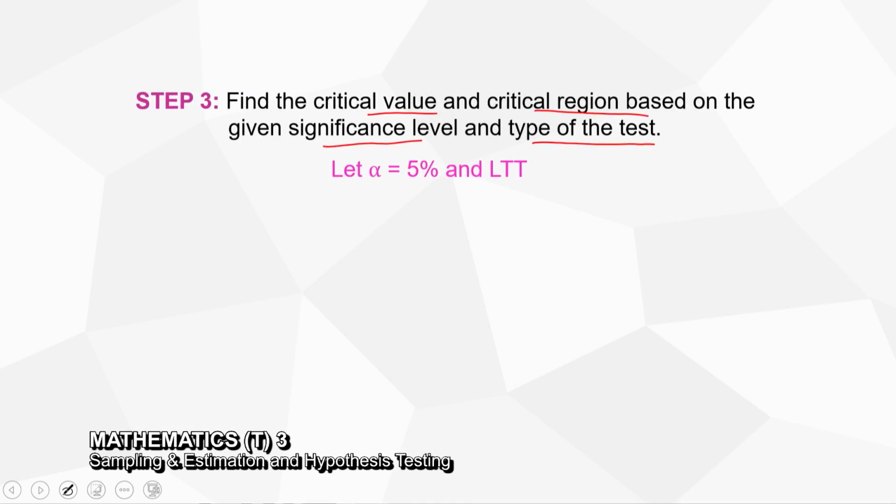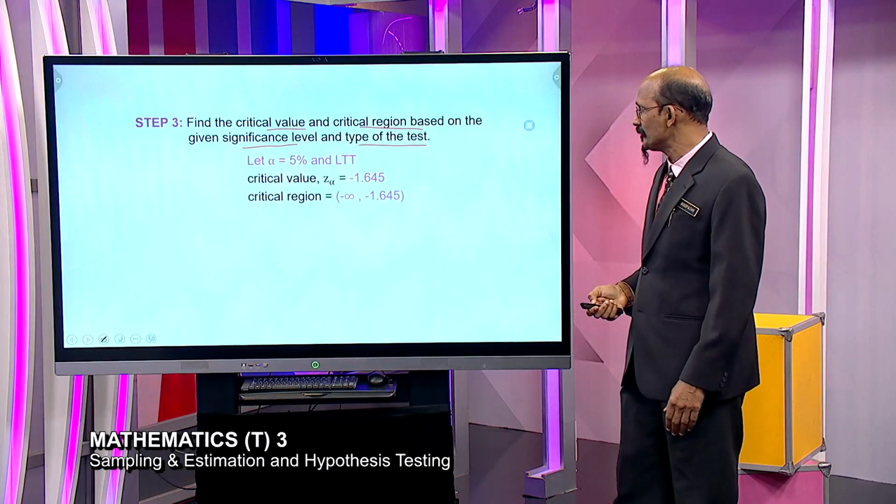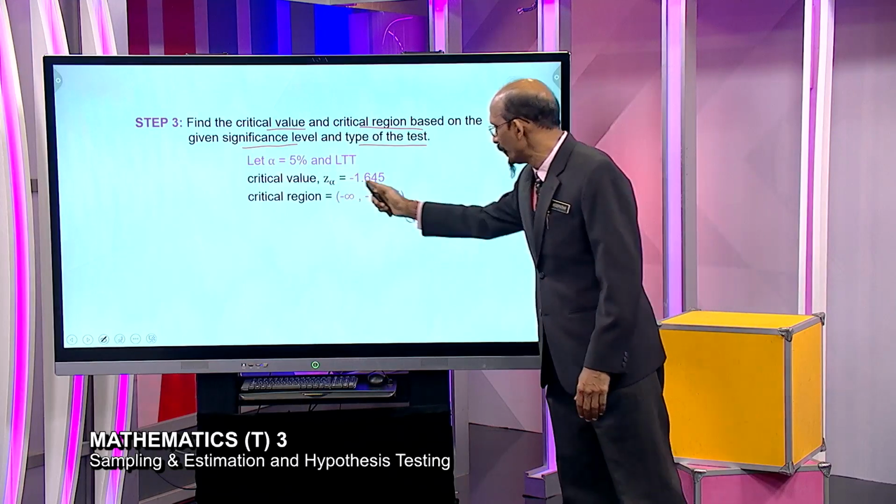type of the test. We have 3 types of tests: left tail test, right tail test, and two tail test. Let's assume our significance level here is 5%. LTT stands for left tail test, RTT for right tail test. So let's say this one. My critical value for this will be like this, and then my critical region in the form of an interval.